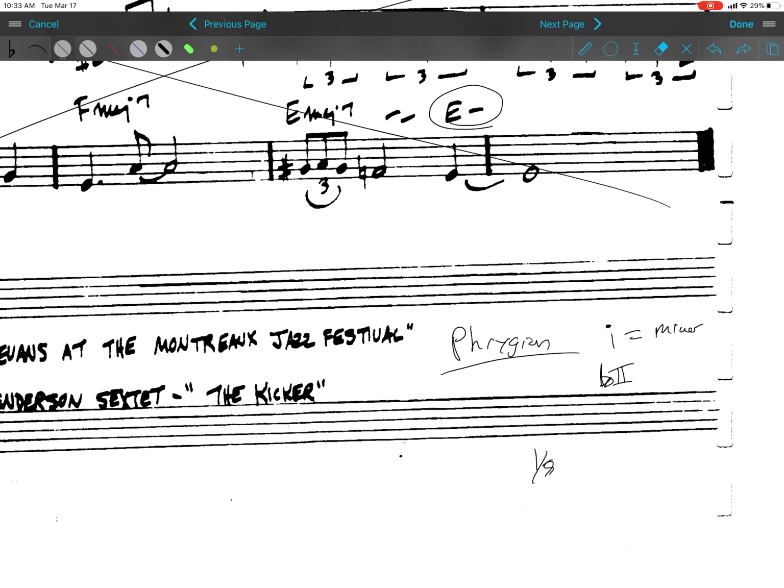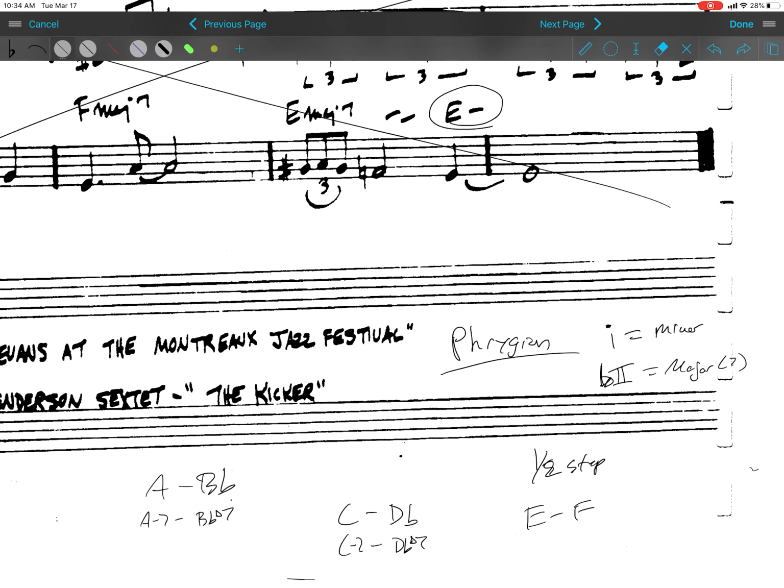It just means that it's a half step away, like E and F, or C and D flat, or A and B flat. And your 2 chord is going to be a major chord, usually major 7. For example, this could be A minor 7 going to B flat major 7. This could be C minor 7 going to D flat major 7. These are all indications of Phrygian.